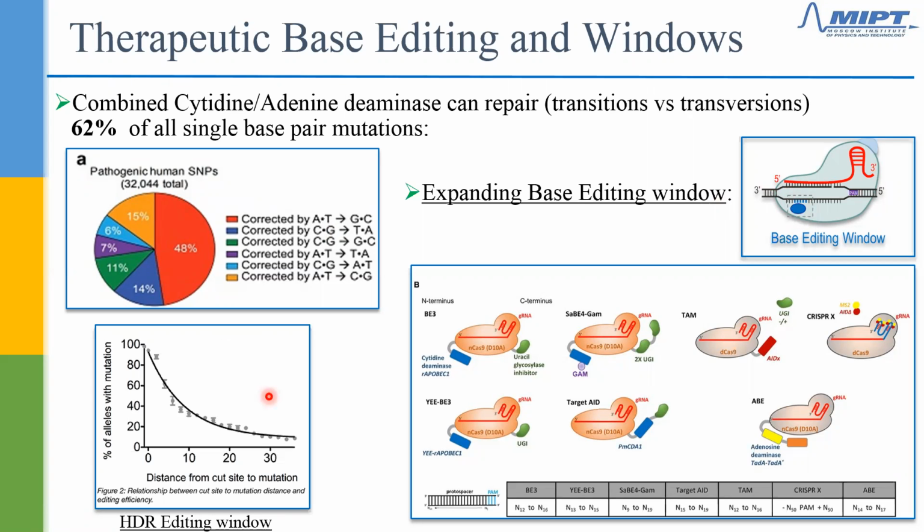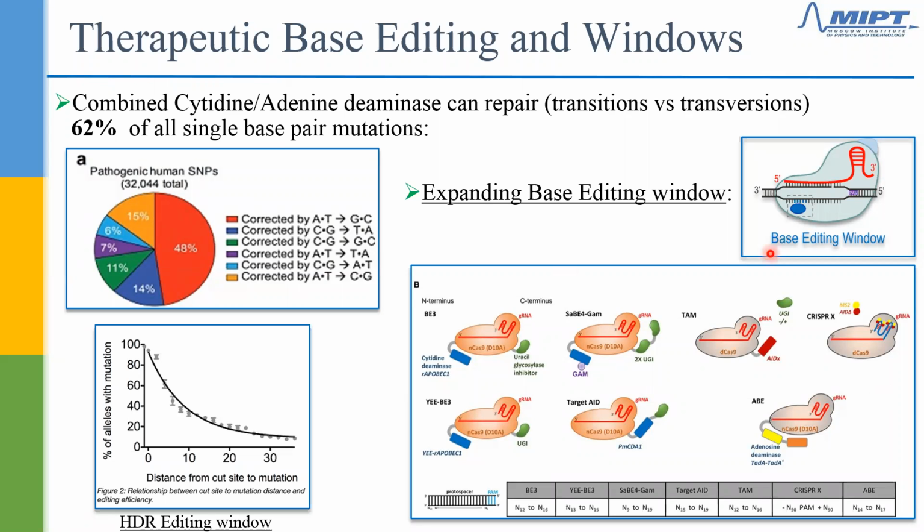In case of HDR as well, your PAM cannot be too far from the place where you make a substitution using the homology-directed repair. Basically, it has to be 10 base pairs one way or 10 base pairs the other way, so basically a 20 base pair window here. If there's no PAM within that, your modification probably will not be very efficient. You will have to sift through hundreds of clones to find what you require.